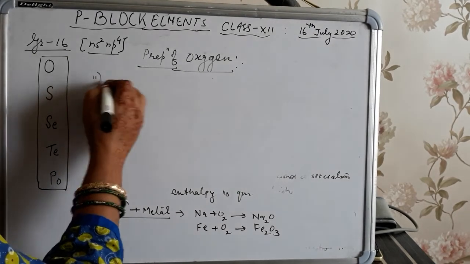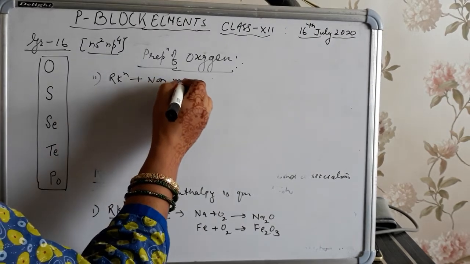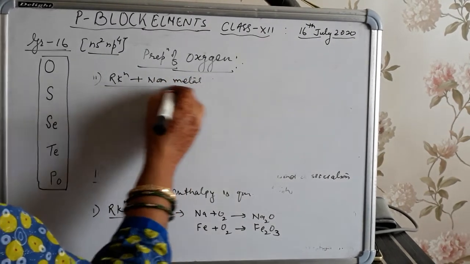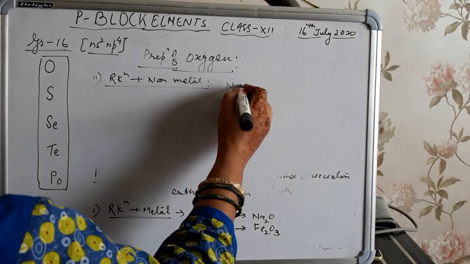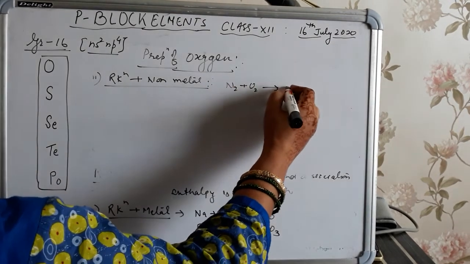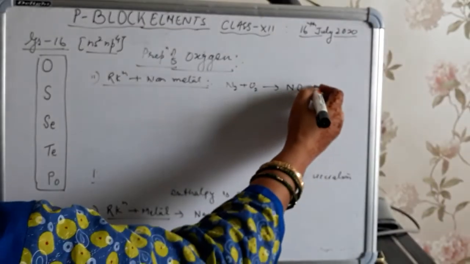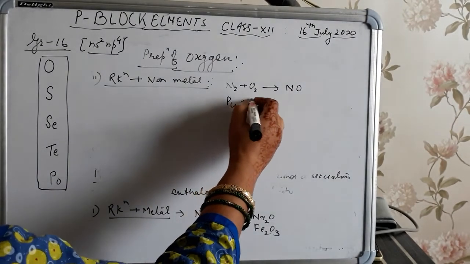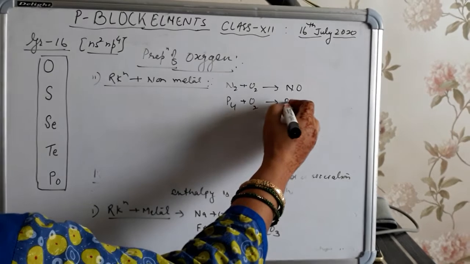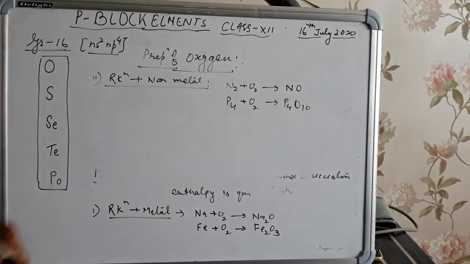Now next, reaction with non-metal. Oxygen reacts with a number of non-metals to form non-metallic oxides, such as nitric oxide. And suppose we have phosphorus, when treated with oxygen it will form phosphorus oxides.